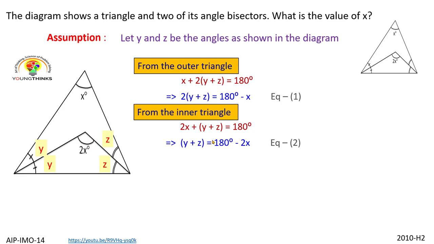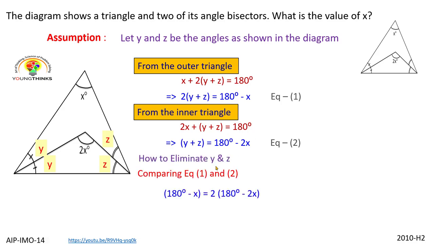Now, if you compare these two equations, the left hand side of this equation is exactly twice that part. So for the right hand side also, 180 minus x is equal to 2 times (180 minus 2x). Open the bracket and you'll get 3x is 180, and hence the value of x is 60 degrees. Answer is 60.